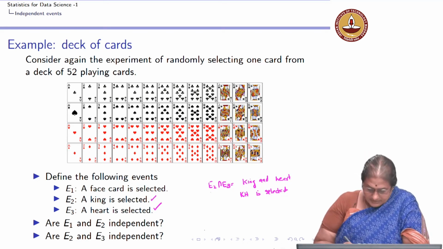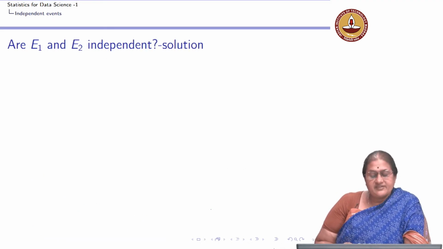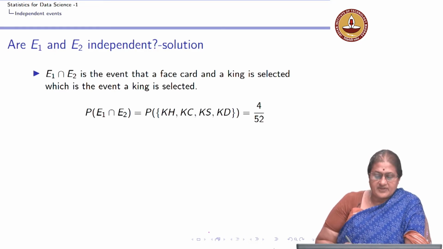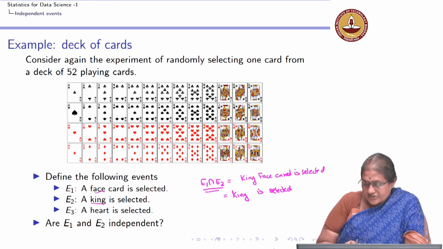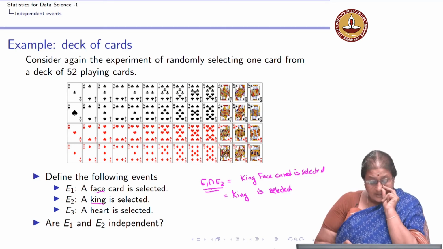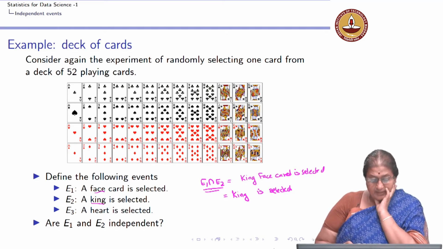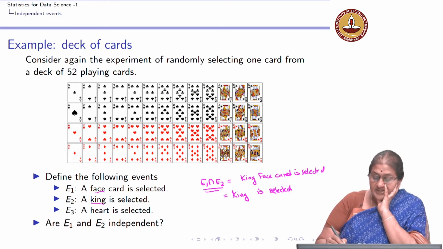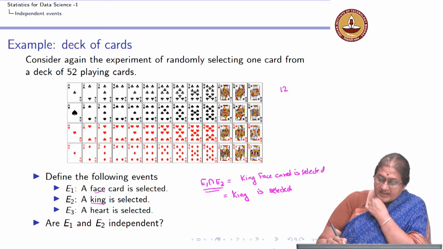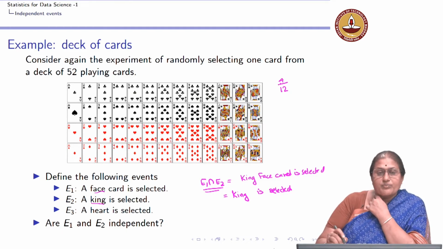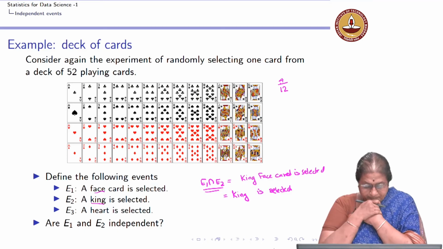Okay. So, now the first question we are asking is, are E1 and E2 independent events? Let us look at E1 and E2: knowing that a face card is selected, will that affect my chance of having a king? You can see that there are 12 face cards. If I know that a face card is selected, then the chance of getting a king from these 12 cards is 4 by 12, an intuitive explanation.